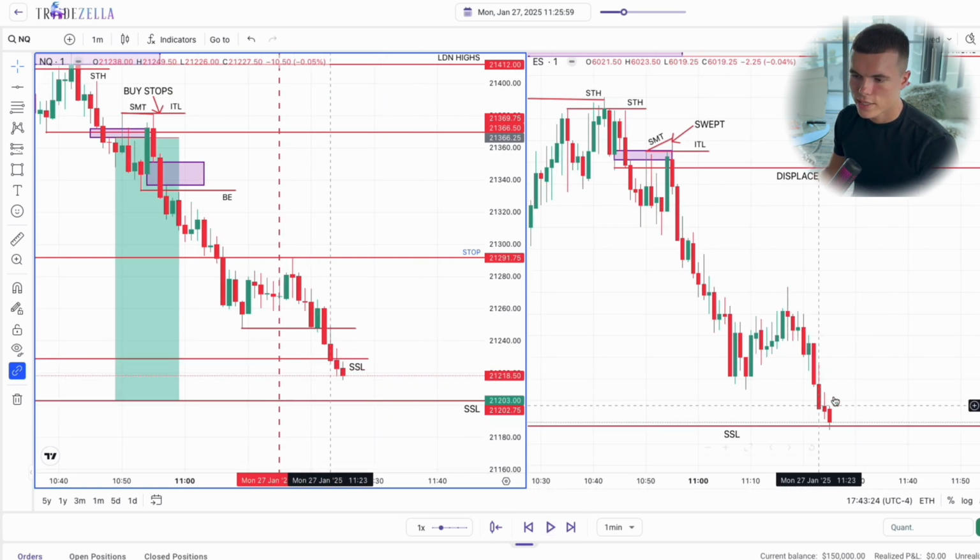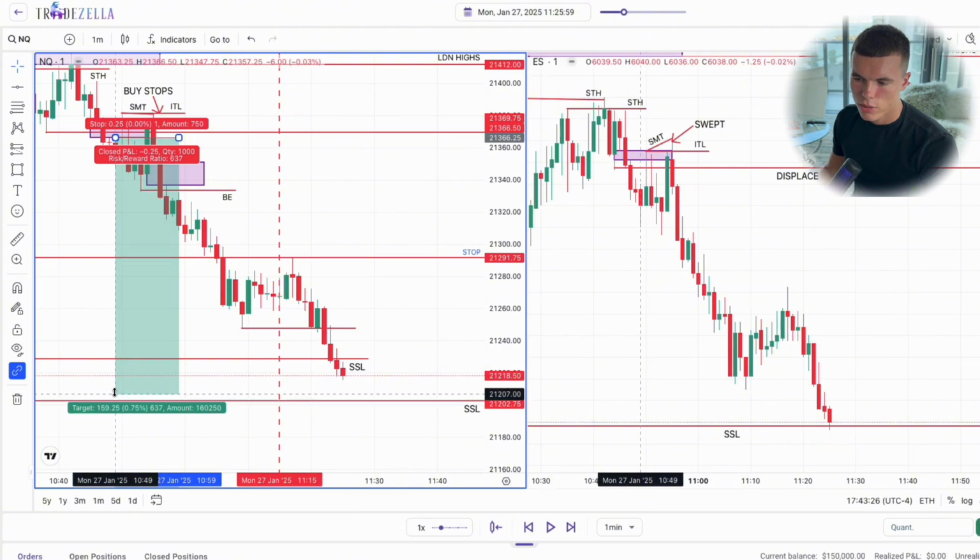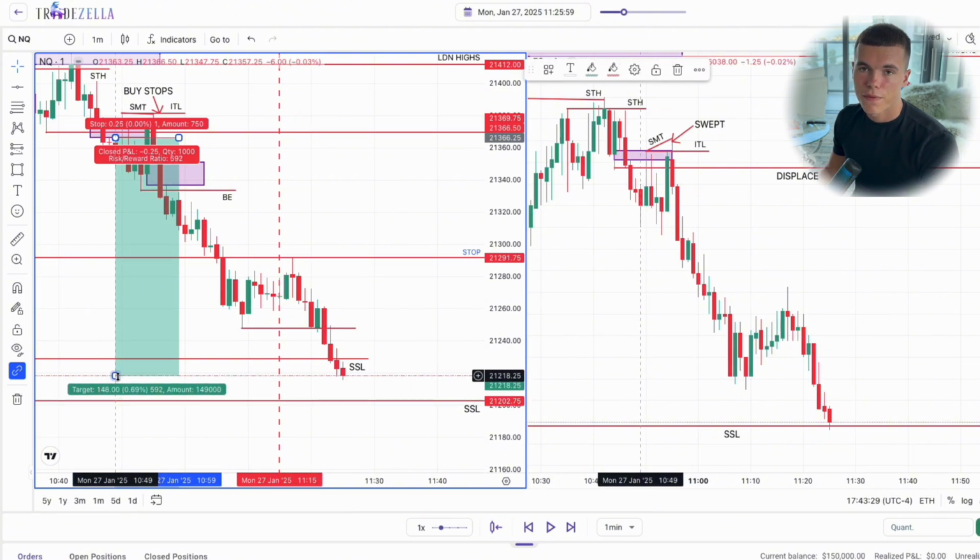And there you have it. So ES has taken sell side. At this point, I would close out of my position fully, and that's 148 handles secured, which is around a 1 to 4.8 risk to reward on that trade. So a very clean example.